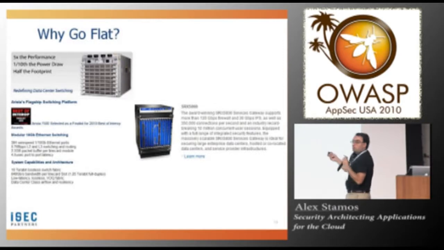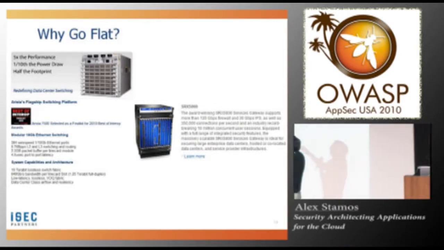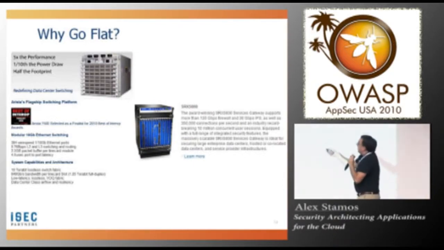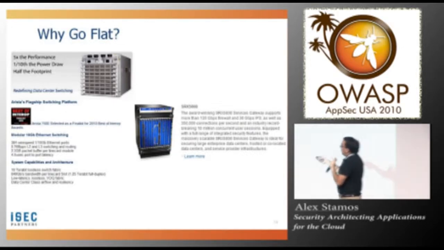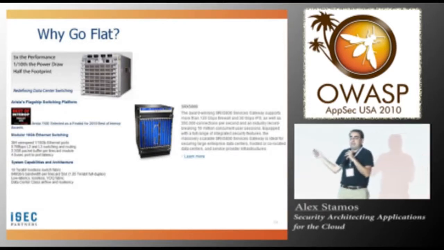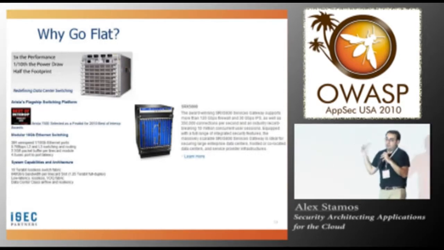So what is one of the reasons these guys go flat? This is a switch that you can buy from people called Arista Networking. If you look really closely, you get 384 wire speed 10 gigabit copper Ethernet ports. And you have a 10 terabit lossless switch fabric, right? So you have 10 terabits of back-end switching between those 384 machines.